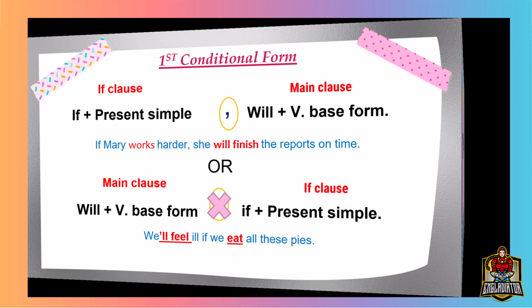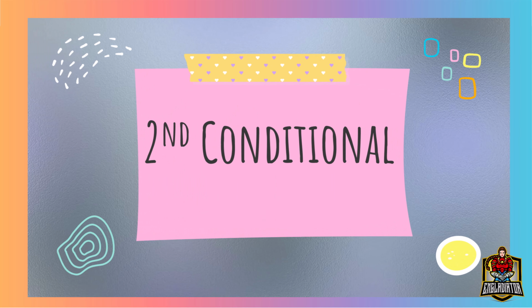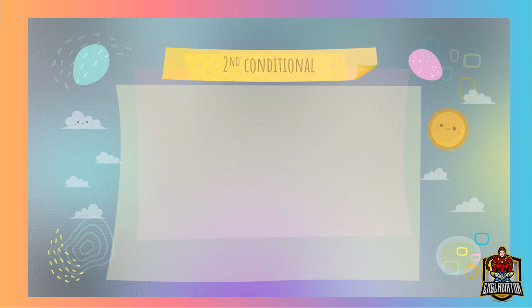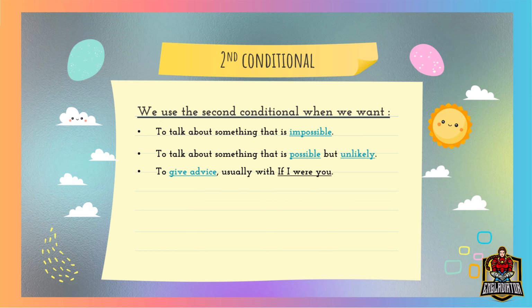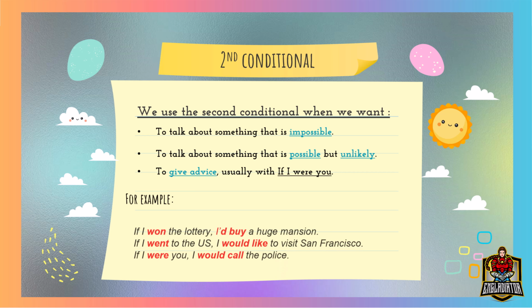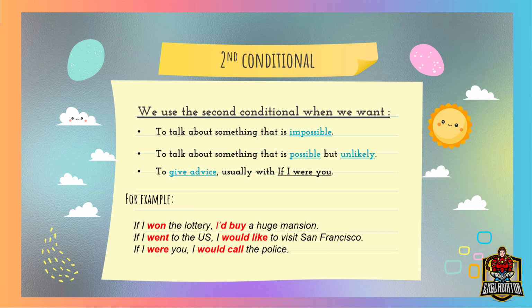Second conditional sentences. We use the second conditional when we want to talk about something that is impossible. To talk about something that is possible but unlikely. To give advice, usually with if I were you. For example, if I won the lottery, I'd buy a huge mansion. If I went to the US, I would like to visit San Francisco. If I were you, I would call the police.